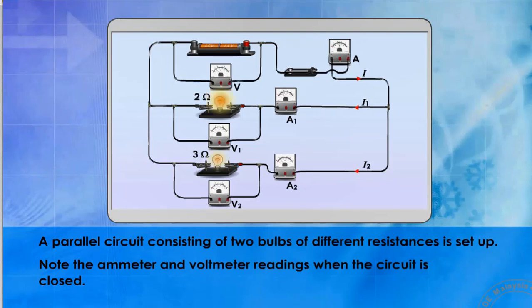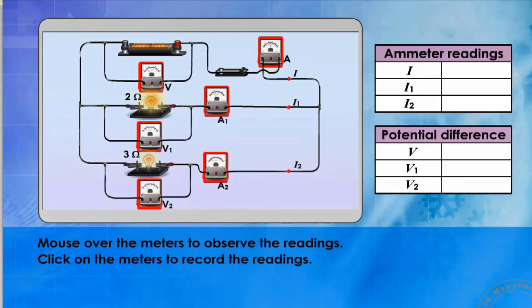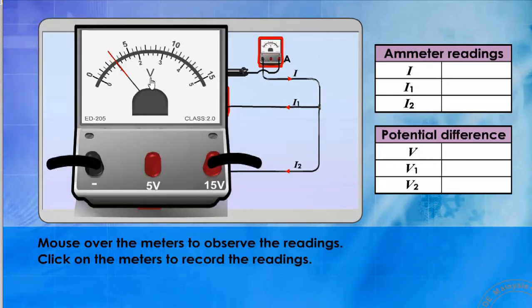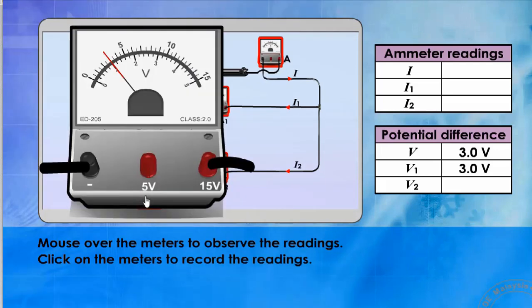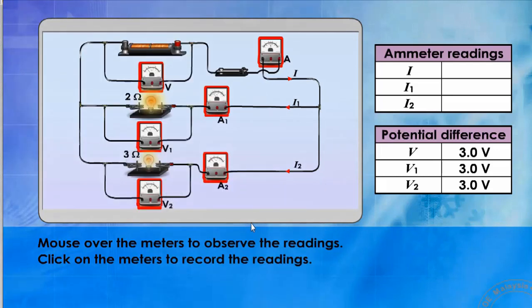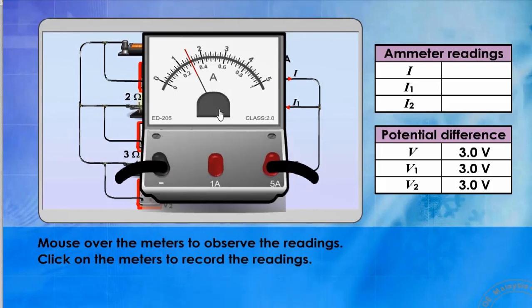Now we have another circuit. This time we want to measure the voltage and also the current flow in the circuit. We start with the voltmeter. The first one is 3 volt, the second one is also 3 volt, and the third one is also 3 volt. Now the ammeters: the first ammeter is 1.5 ampere.